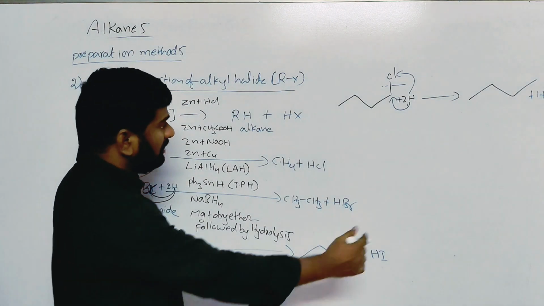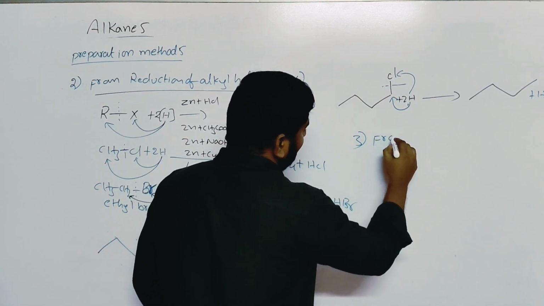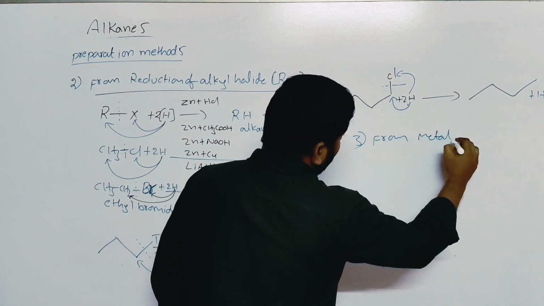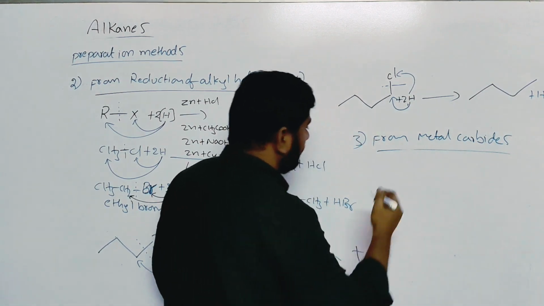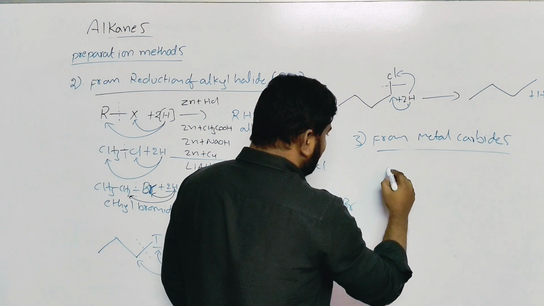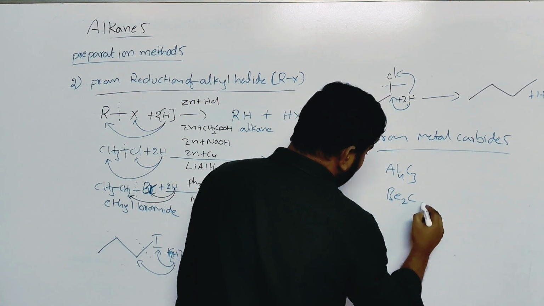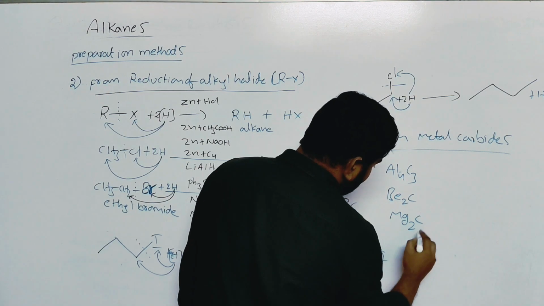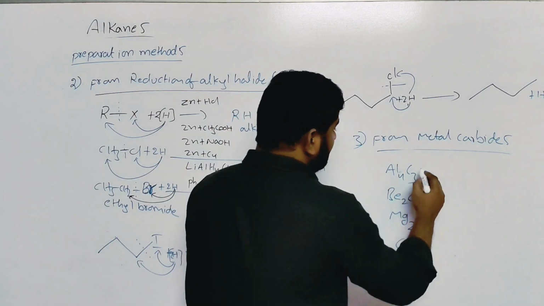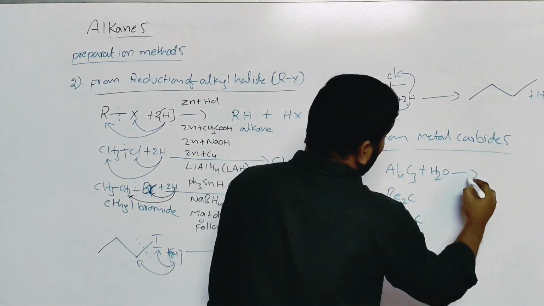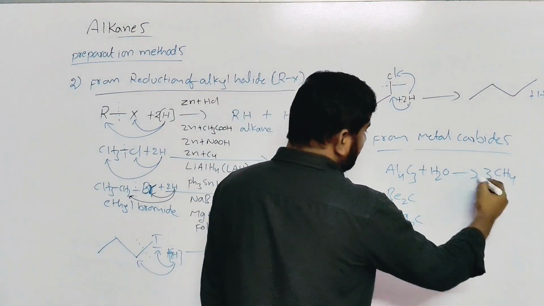So here we'll discuss one small reaction. Third one, from metal carbides. If you take Al4C3, beryllium carbide Be2C, magnesium carbide Mg2C, and calcium carbide CaC2. So these carbides undergo hydrolysis. What will you get? Methane. Here methane only will be obtained. Here how many carbons are there? 3 carbons, so 3 moles of methane.